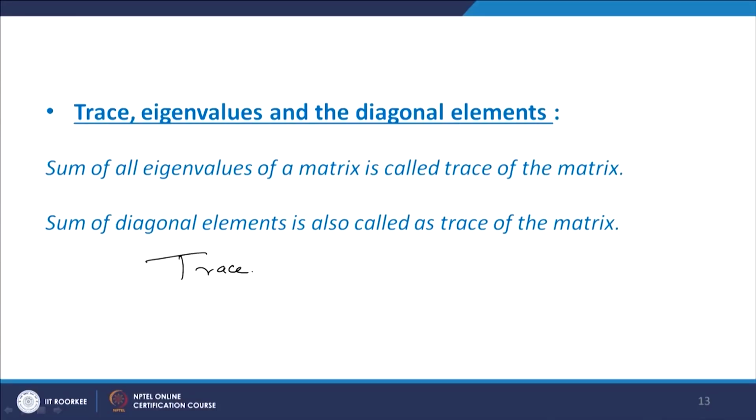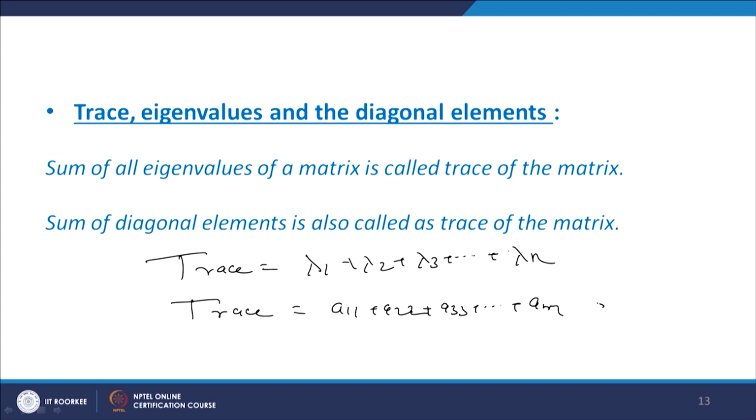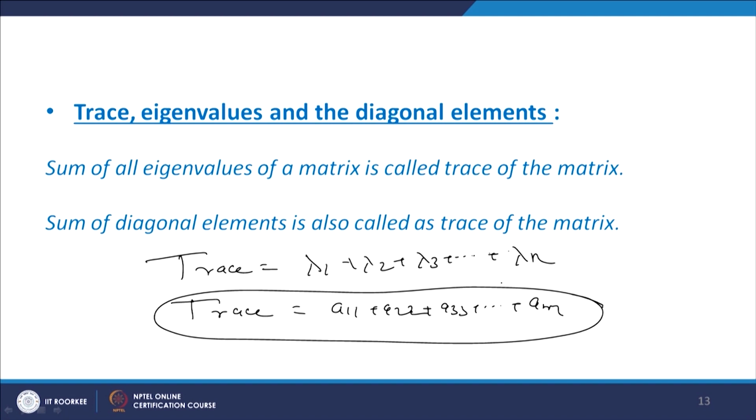Then trace, eigenvalues and the diagonal elements. In a previous part we have seen that using the trace of the matrix we can determine the transfer function model of the system. So here the trace is equal to the sum of eigenvalues, that is lambda 1, lambda 2, lambda 3 up to lambda n. Similarly, the sum of diagonal elements is also equal to the trace of the matrix, that is a11, a22, a33, up to ann. So this concept, the trace equal to the sum of diagonal elements, we have already used in determining the transfer function from a given state space model.